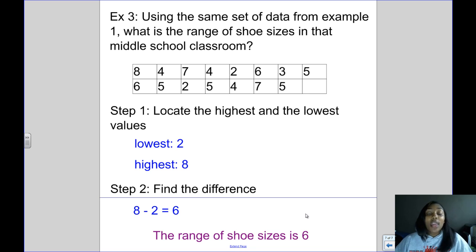So just keep in mind that in order to analyze a set of data, you can find the median, which is the middle value. You can find the mode, which is the most common value. Or you can find the range, which is the difference from the highest to the lowest value.